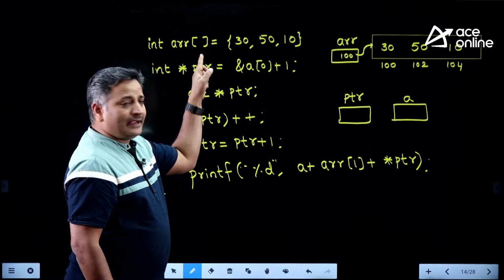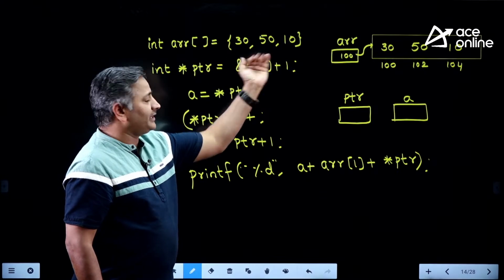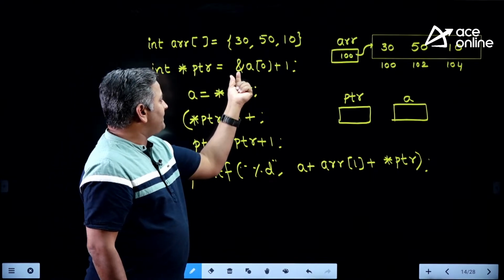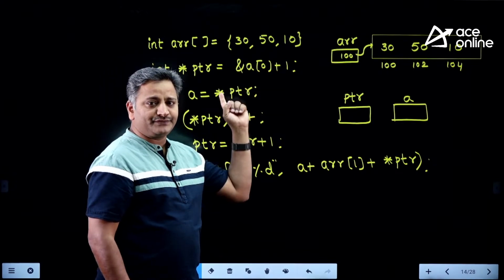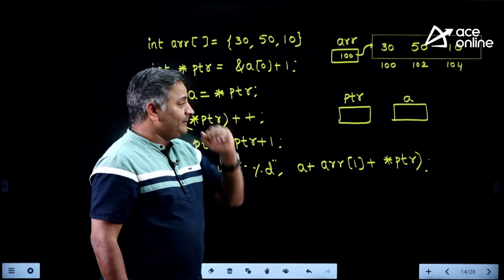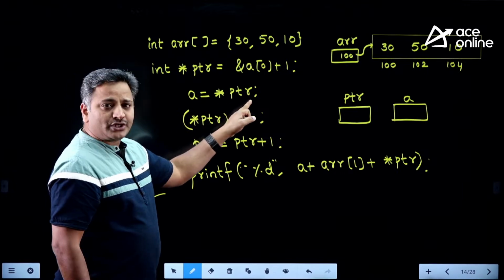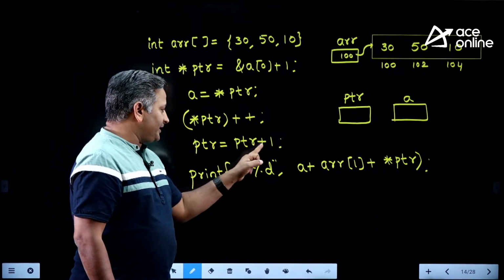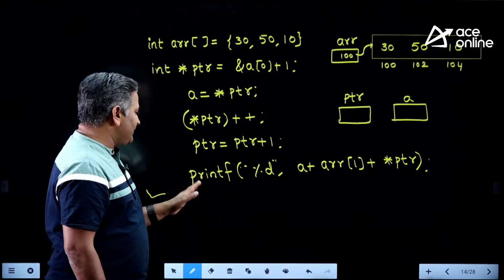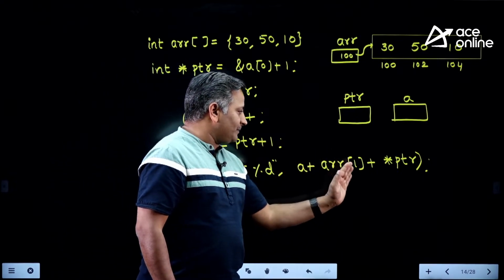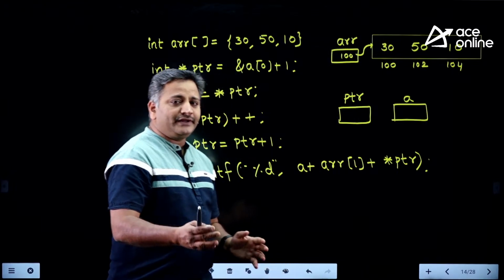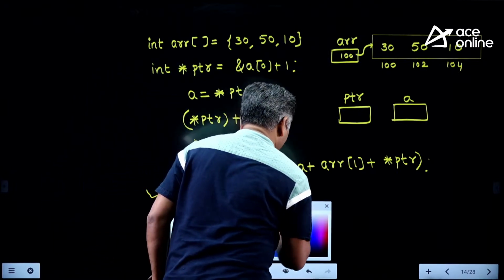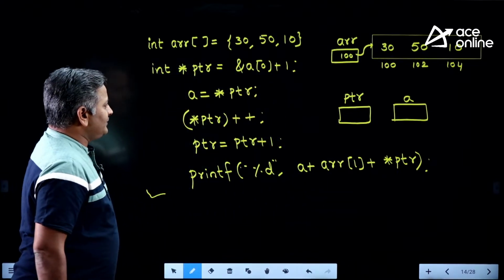See, there is an array having 3 elements 30, 50, 10, and they also define a pointer PTR which is assigned &a[0] + 1, meaning the address of a[0] plus 1. Afterwards, a = *PTR, next *PTR++, and PTR = PTR + 1. And finally, they are asking printf("%d", a + ARR[1] + *PTR). Kindly verify whether this is a reliable question or not, okay? Because some students have sent this question, that's why I am discussing it in class now, just observe, friends.